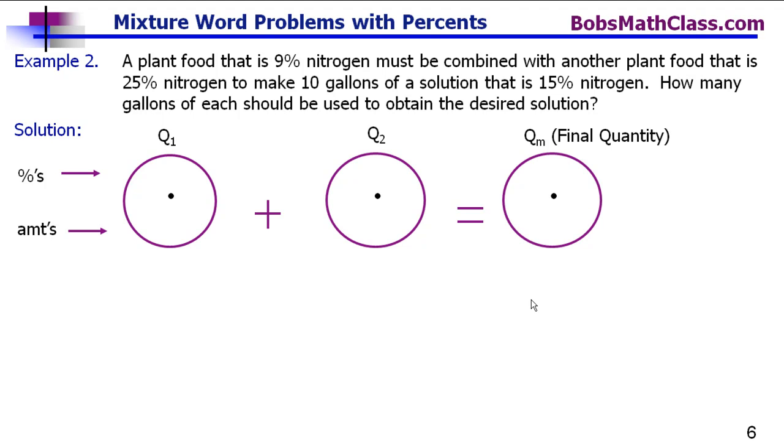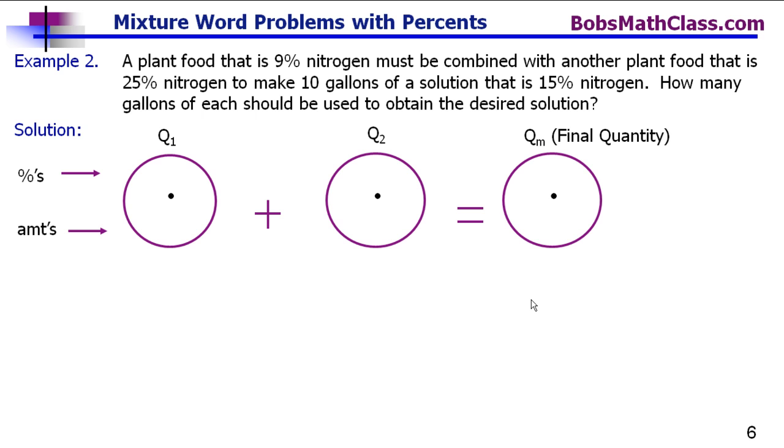Example 2. A plant food that is 9% nitrogen must be combined with another plant food that is 25% nitrogen to make 10 gallons of a solution that is 15% nitrogen. How many gallons of each should be used to obtain the desired solution?